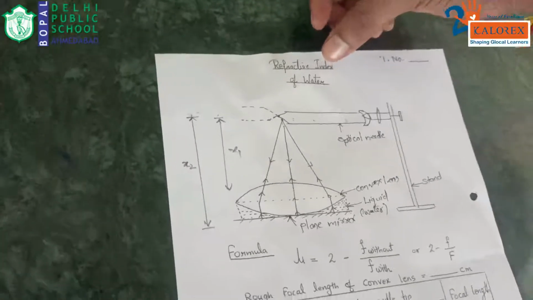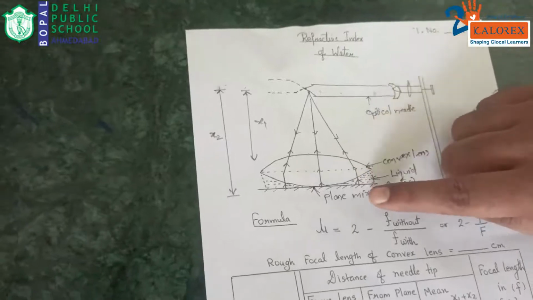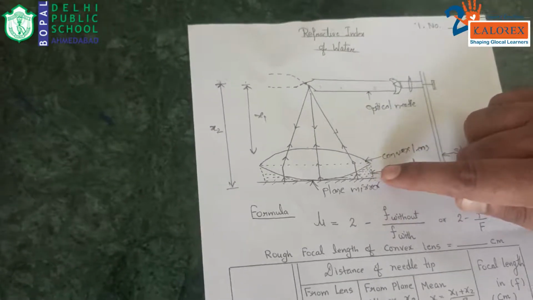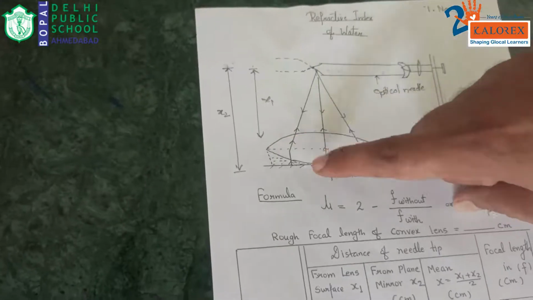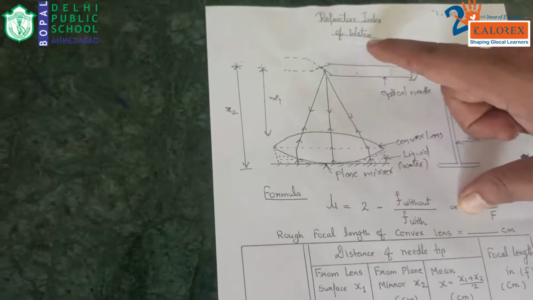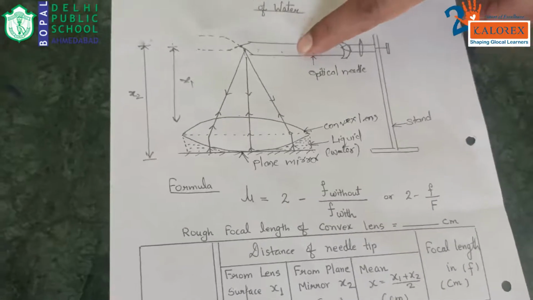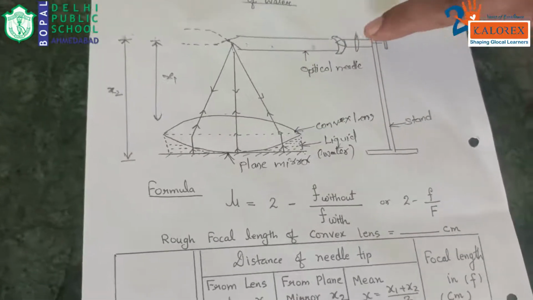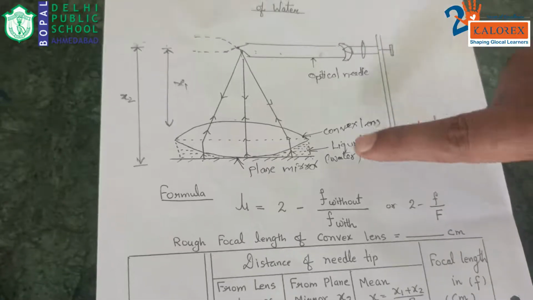We are finding fundamentally the refractive index of water using a convex lens and a plane mirror, and we are also forming a lens of liquid. So this forms a lens system, and using this lens system we are trying to find the refractive index of water. The entire setup you can see here has a real optical needle, which we are suspending using a stand.